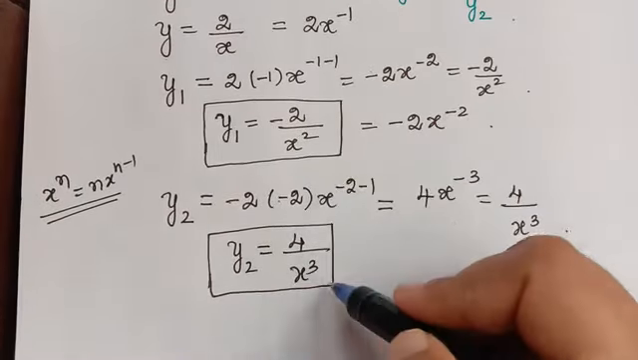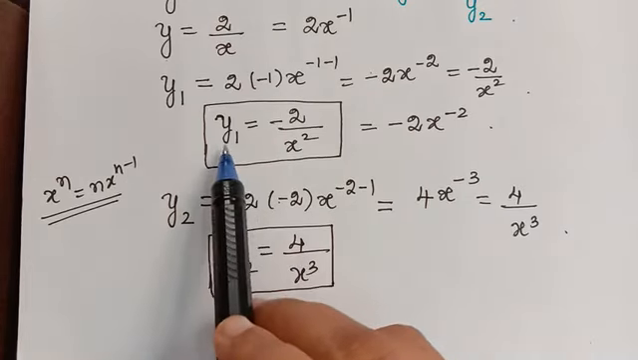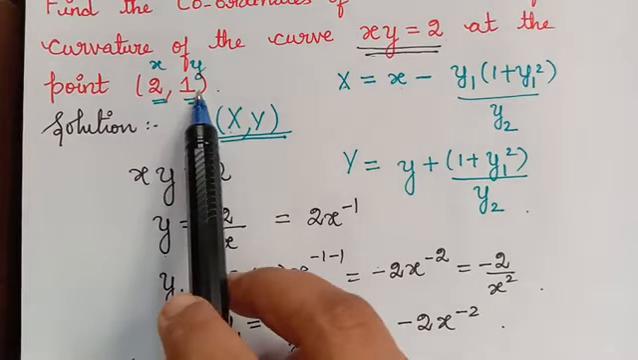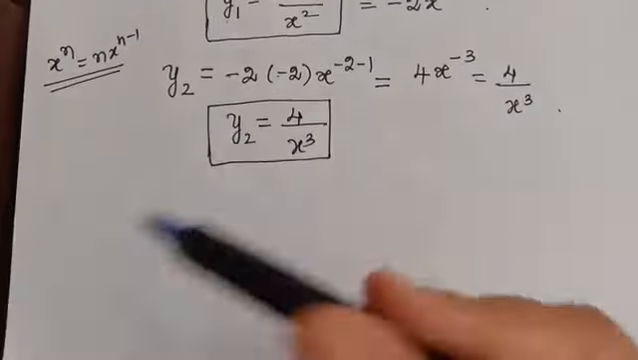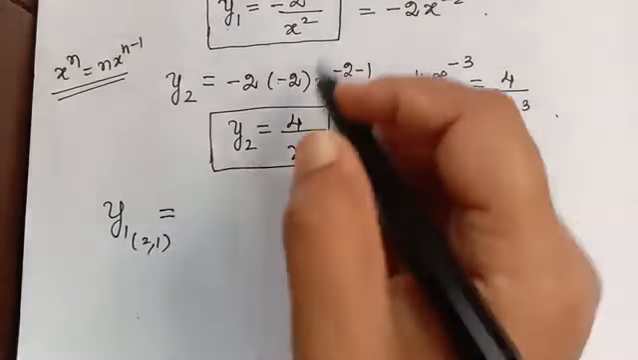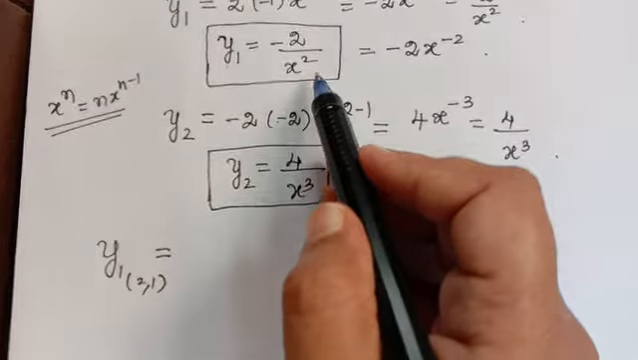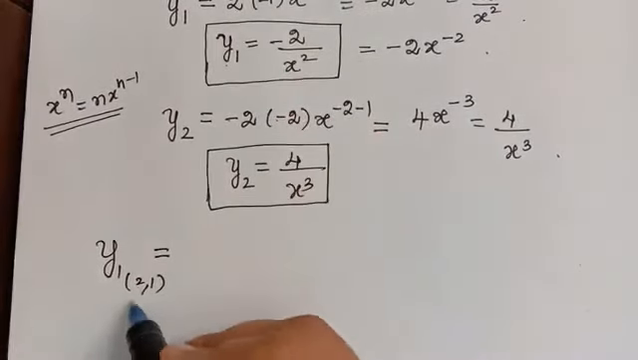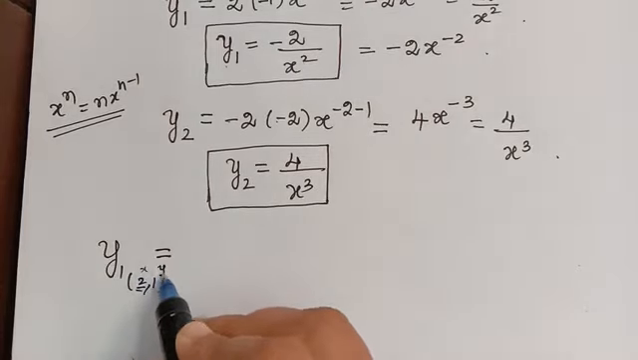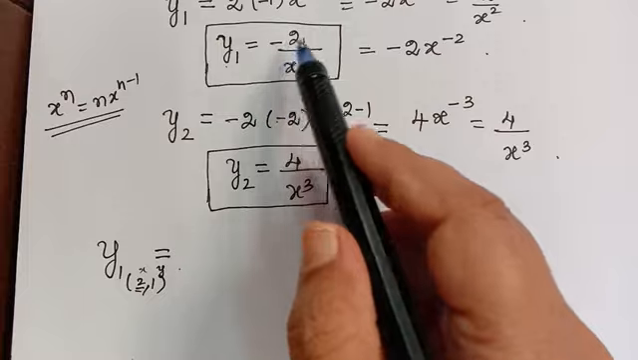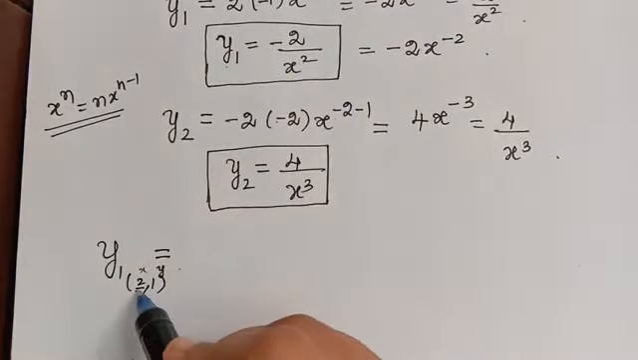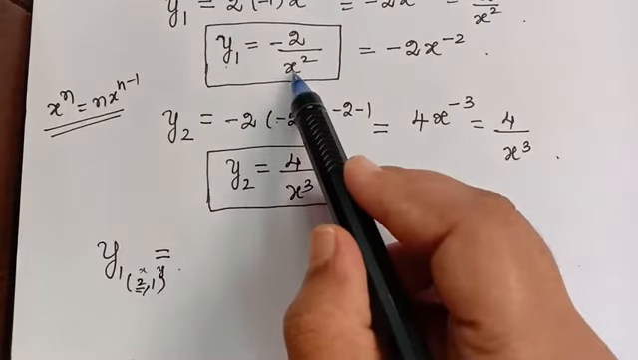Now after finding y1 and y2, we have to evaluate y1 at the given point, that is y1 at the point (2, 1). In this we have to substitute the value of x. What is the value of x? As I told you, the value of x is 2. This is the x coordinate and this is the y coordinate. We don't have y in this, so we need not worry about it. We have only the variable x, and the x coordinate is 2, so we substitute 2 in place of x.